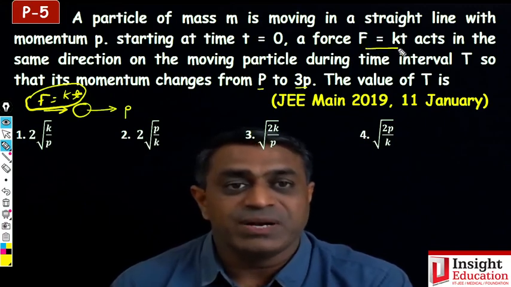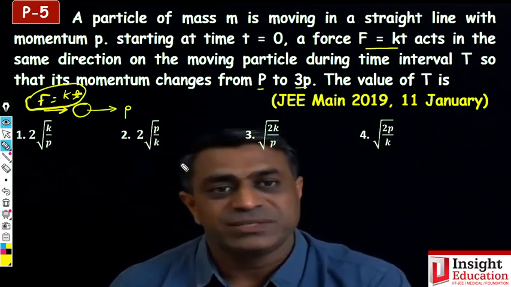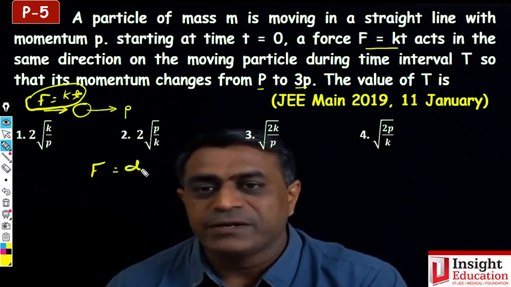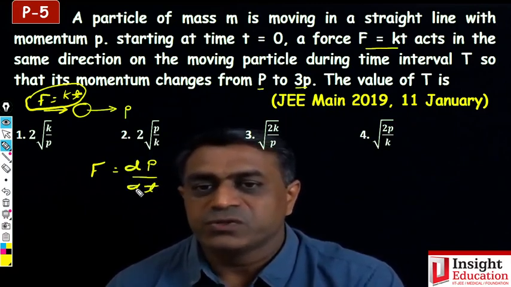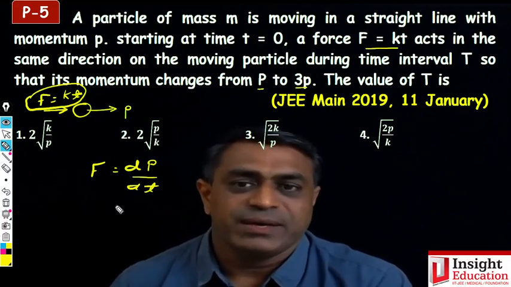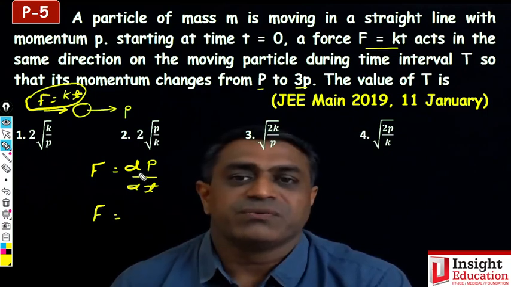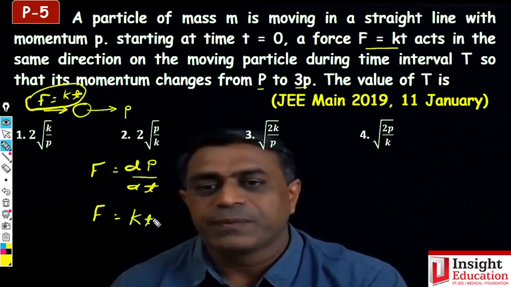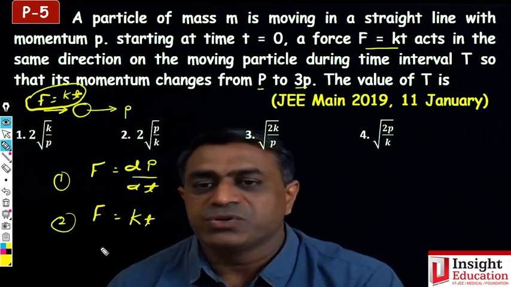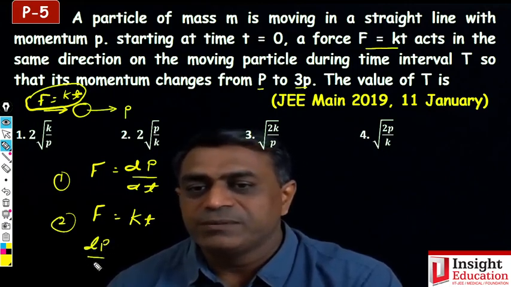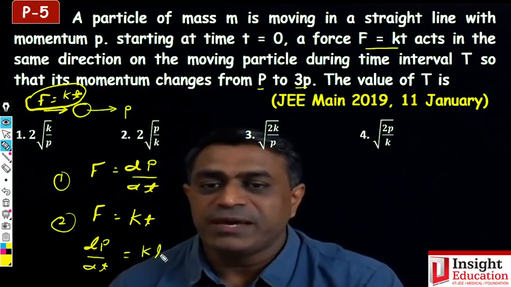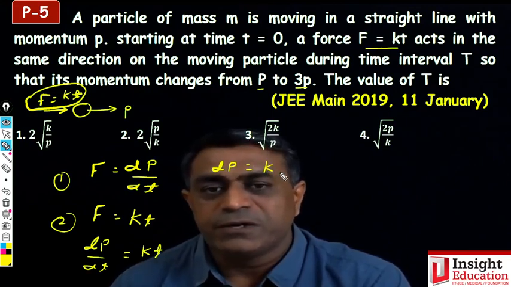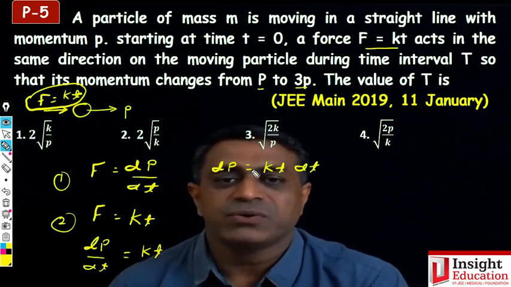Whenever there is a variable force, always think about integration. So here we can use force F. F is equal to dP by dt. And the second equation: here the force is given, again it is K into T. So from these two equations, we can write dP by dt is equal to Kt, and from this dP is equal to Kt dt.